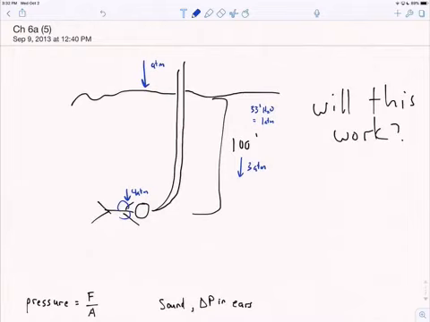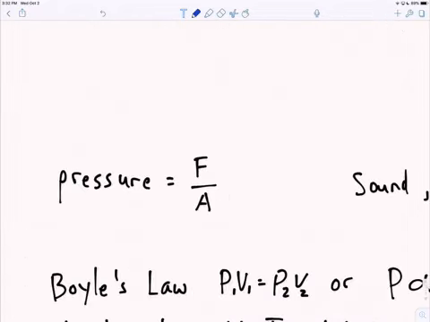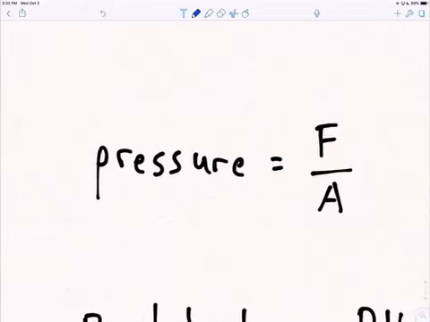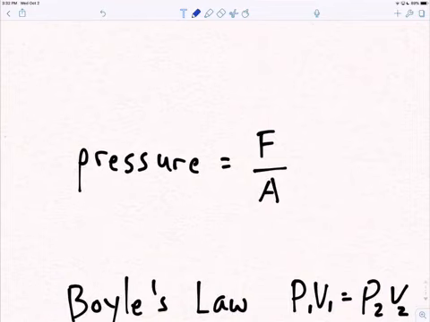And what is that? What is pressure? You probably feel a little bit of pressure right now. Pressure means force per area. So the definition of pressure: force over A, where A is area. So pressure is force divided by area.